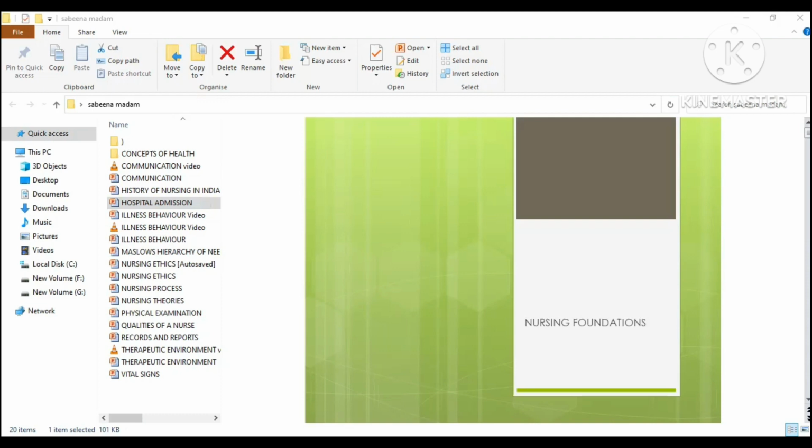Okay, first one is hospital admission. Admission is allowing a patient to stay in a hospital for observation, investigation, treatment, and care. Can you see the slides?